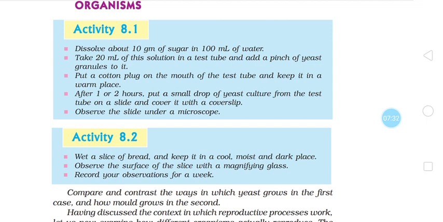After 1 or 2 hours, put a small drop of yeast culture from the test tube on a slide and cover it with a cover slip. Observe the slide under a microscope.